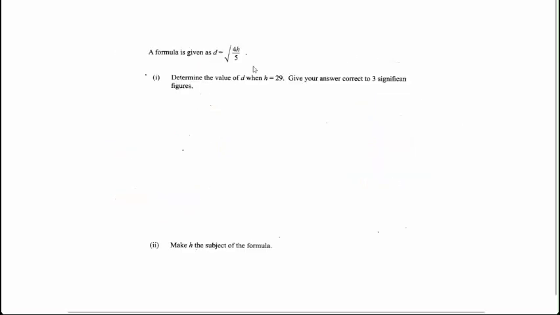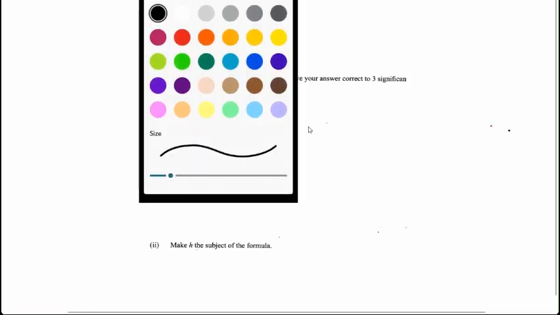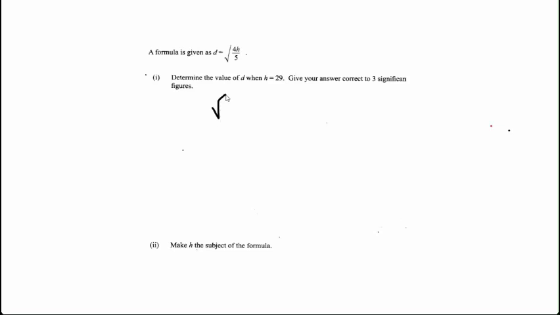And we have this other question now. A formula is given as d is equal to the square root of 4h over 5. So the first part says determine the value of d when h is equal to 29 and give your answers to 3 significant figures. So that is the square root of 4h, which is 4 times 29, over 5.